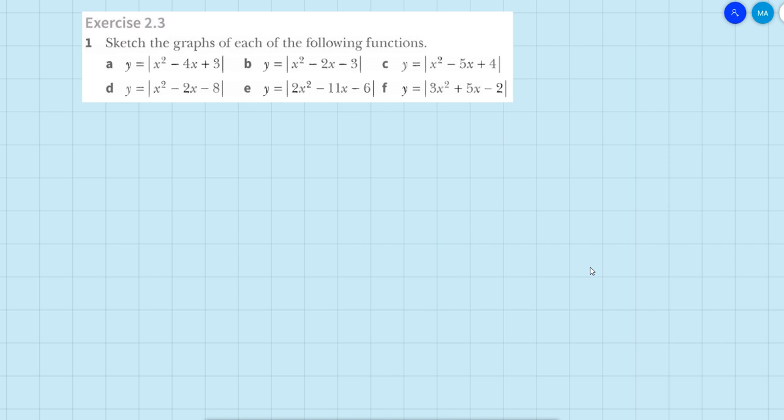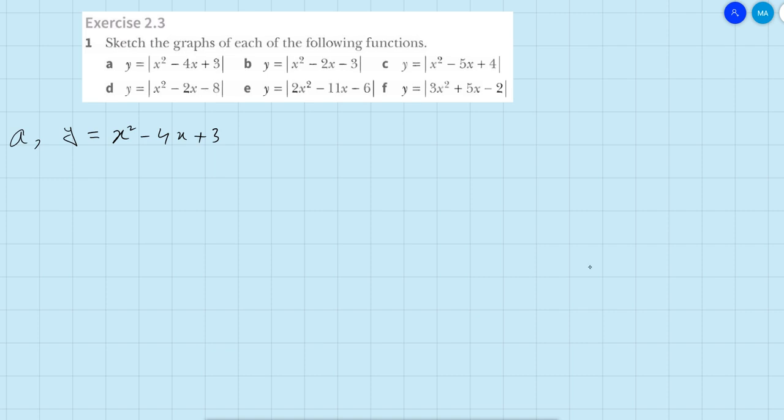See this. Sketch the graph of each of the following functions. Part A, question number 1. So first we have to write part A. Part A is y equals x square minus 4x plus 3. Now first we have to find the y-intercept.